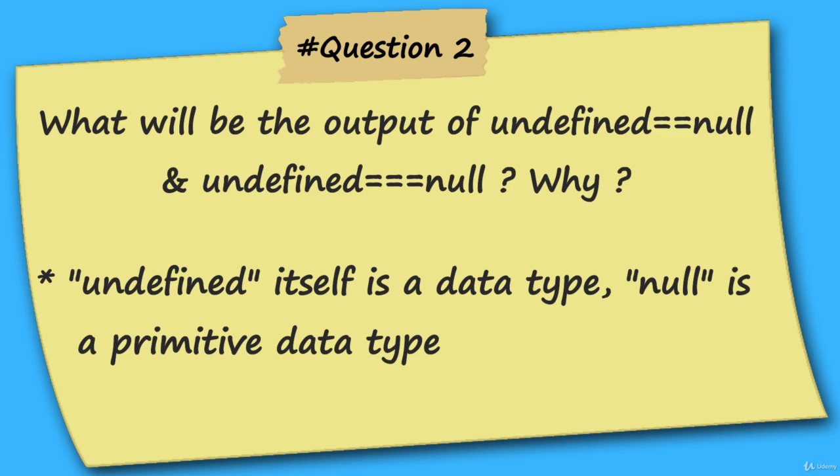Null is a primitive data type. Null is not an object. Null is a primitive data type. In case if you are using type of operator with null, it displays object, but that is actually incorrect from the beginning in JavaScript. Null is treated as a primitive data type.